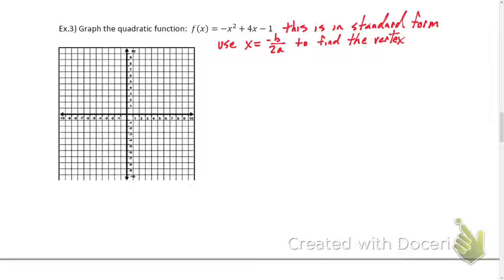Now some people struggle because they don't know what b and a are. So a is the front number, b is next to the x, and then there's also a c, it's all by itself. So let's plug into that little formula, and I get negative 4 over 2 times negative 1, which is negative 4 over negative 2, which is 2. But I need a coordinate, so I need to plug 2 back into the function.